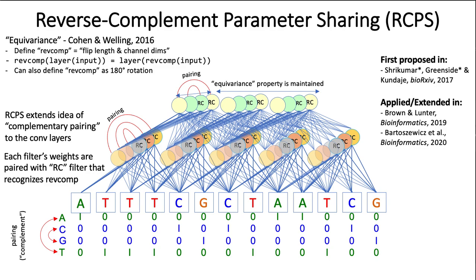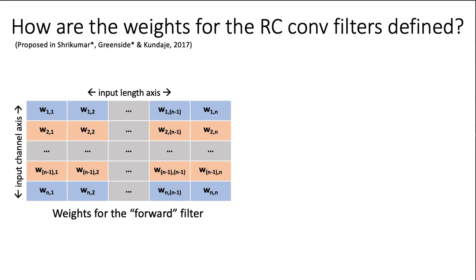And finally, in order to make a prediction that combines information from both the strands, the forward and reverse complement channels are merged prior to being supplied to the fully connected layers. One question you may have is how we get the weights for the RC convolutional filters.